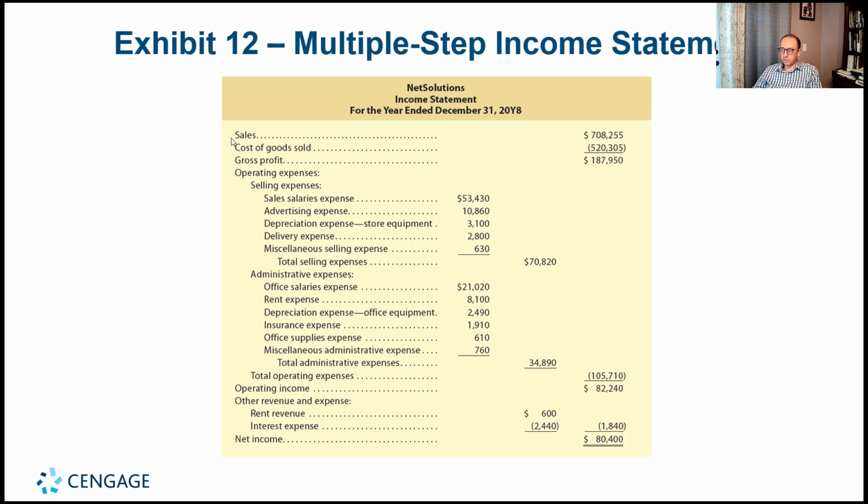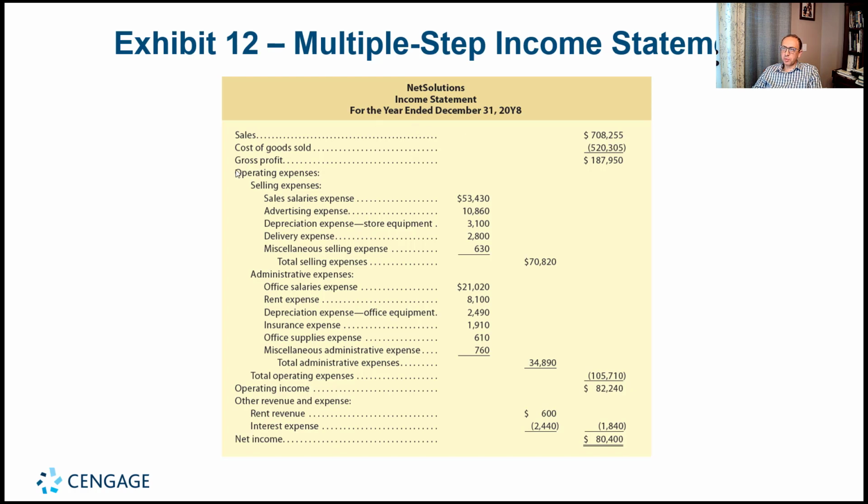So we start with sales, which is the sales revenue, 708 in this case, and then we deduct the cost of goods sold, and that's why it's between parentheses, to get the first important value, which is the gross profit. You can see here it's divided into 3 columns because the very right column is the column where we have the final totals. But 187,950 is an important number, gross profit. That's the profit we made by just comparing sales to the cost of goods sold. And that does not include any of the operating expenses.